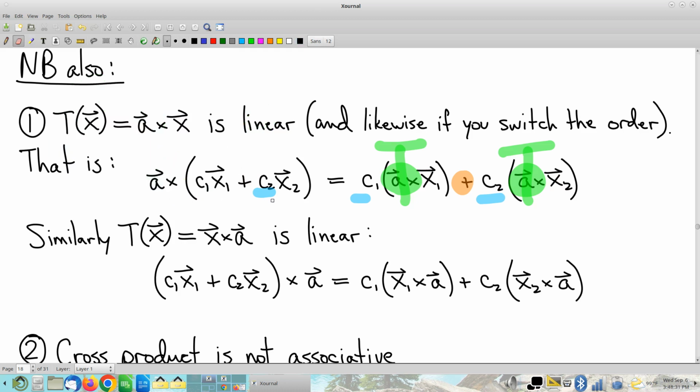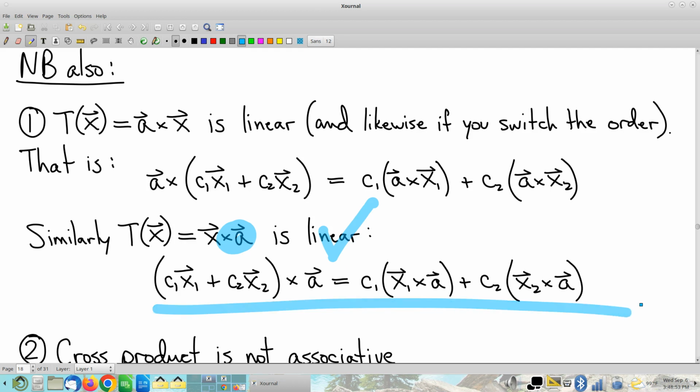Now, I claim it's not hard to show that if you do the cross product with the fixed vector A on the right hand side instead of the left hand side, it defines a different function. It is still linear. It's a different function, but it is still linear, and this is what that looks like. And again, nice little exercise to think through. How would you interpret this as a statement about linearity of T? Again, nice little practice problem.